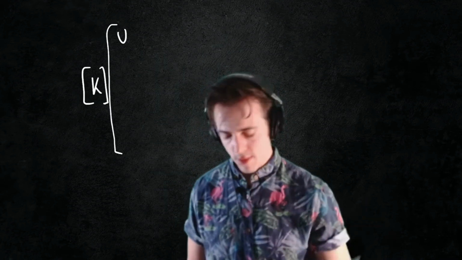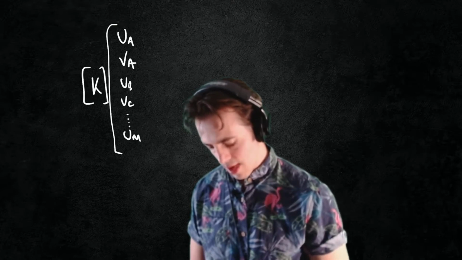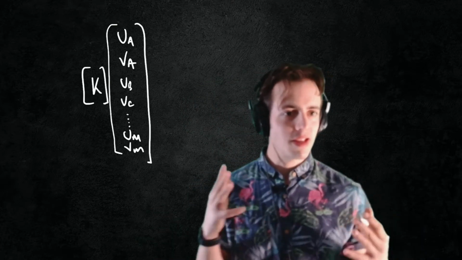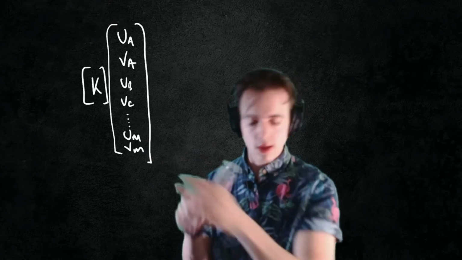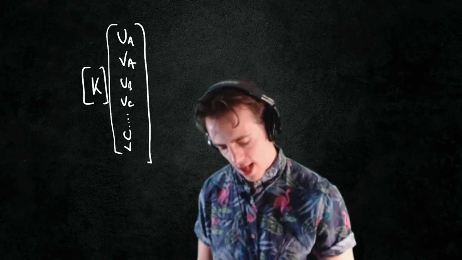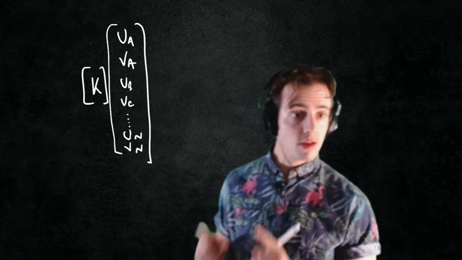So if I have my global stiffness matrix and my global displacement vector, for example, if I've got m nodes, I could have UA, VA, UB, VB and UC all the way down to UM and VM. Not necessarily going alphabetically up to M. I'm just saying I've got M number of nodes. And in fact, I shouldn't say M, should I? I should say N. That's maybe where some of the confusion came in before.